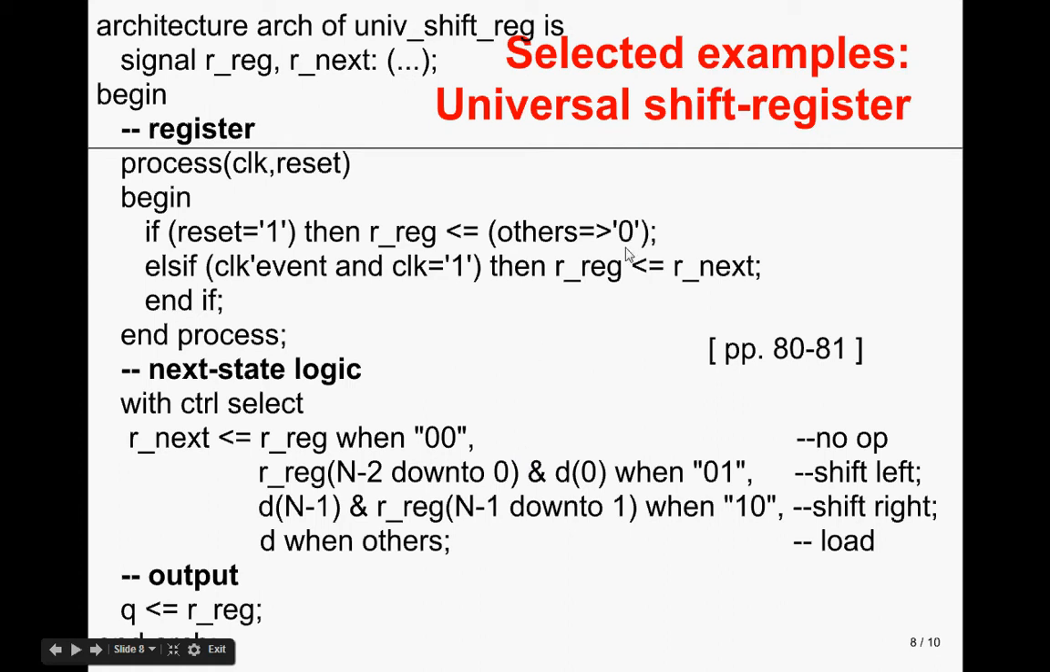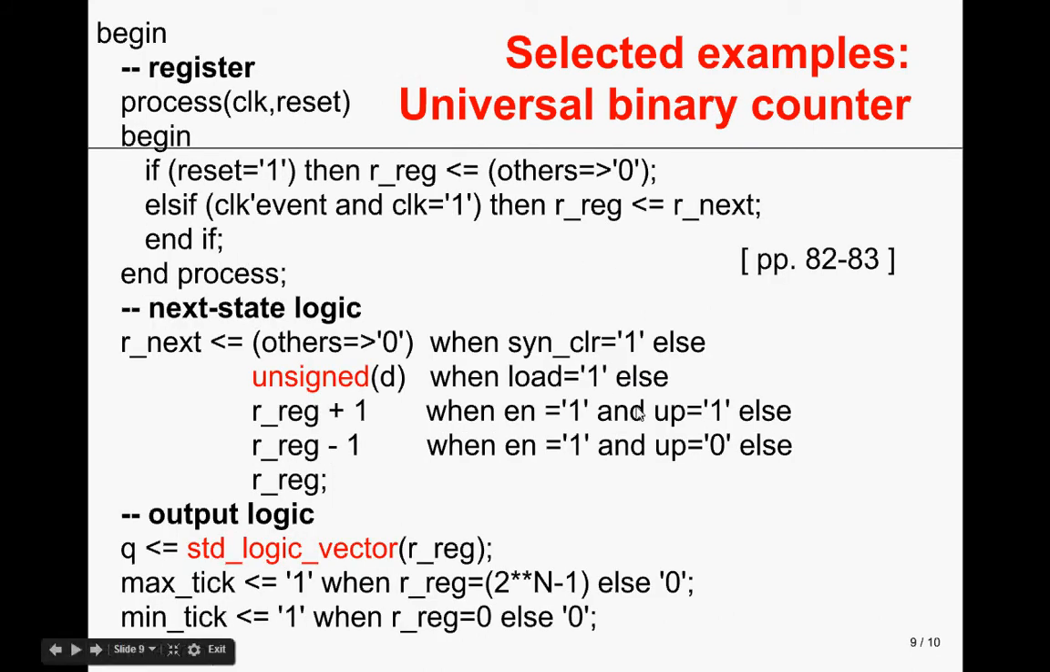Now, if we go from a universal shift register into a universal binary counter, there is little else to say. The state register is the same, and essentially there are two things that I would like to call your attention to. In this case, this counter, besides being able to count up and down, is also able to do what is called a synchronous clear operation. And this means that we have two ways of resetting the outputs.